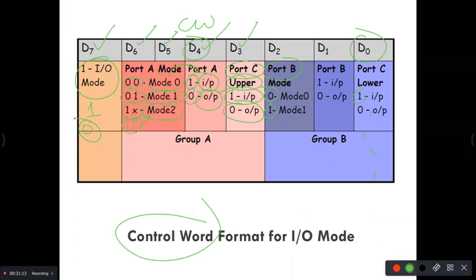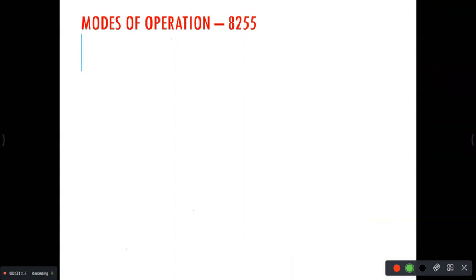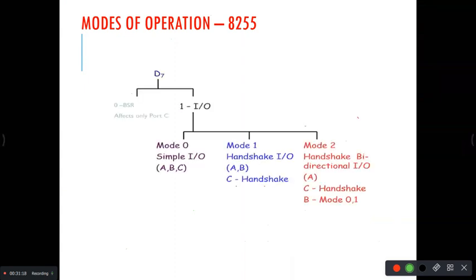So knowing the control word, now we'll see what the different modes are. I told you that the D7 bit decides whether to use the entire 8255 in bit set reset mode or in the IO mode. Try to understand clearly what is the difference between bit set reset mode and this IO mode. If you understand very clearly, you can do a lot of things in this.